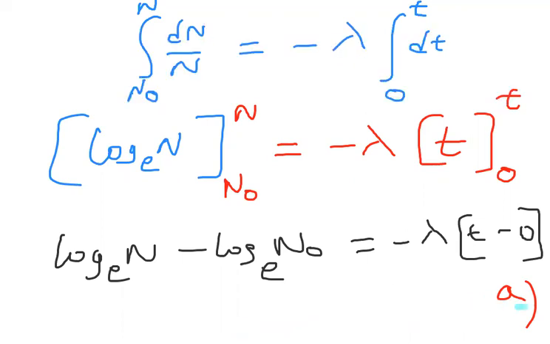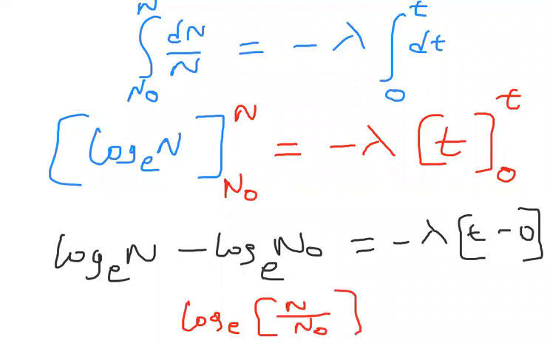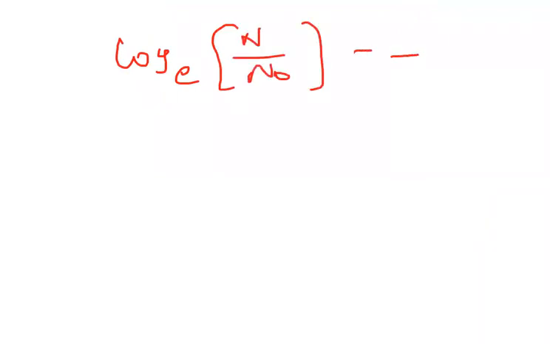Here log N minus log N0. Now what should I write? Log N minus log N0 means log base e N by N0. Log N by N0 is equal to minus lambda t. This is the formula I got. Remember this formula, very, very important. I'm writing this formula on the next page. Concentrate on that. So I have written it as log base e N by N0 is equal to minus lambda t.